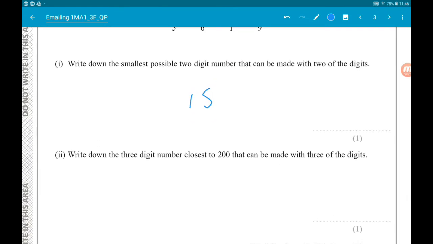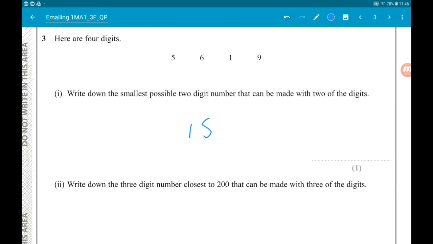Then part B wants us to write down the 3-digit number closest to 200 that can be made with 3 of the digits. So the closest hundreds digit that we could use would be 1. Then the closest tens digit would be 9. And then it's going to be 6.